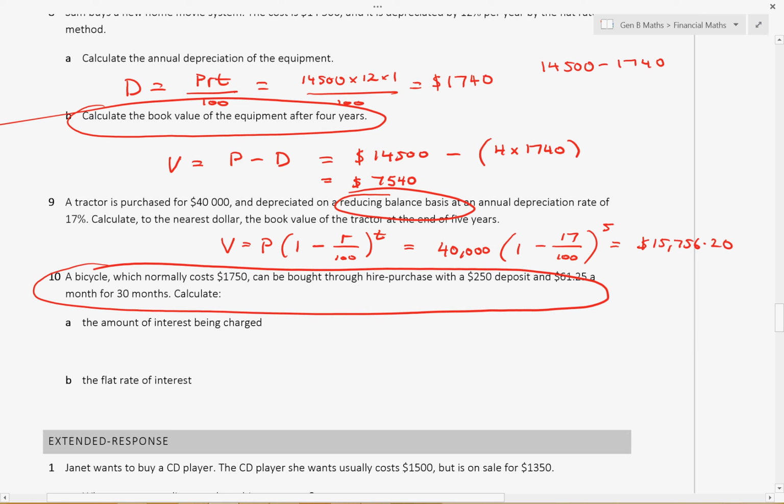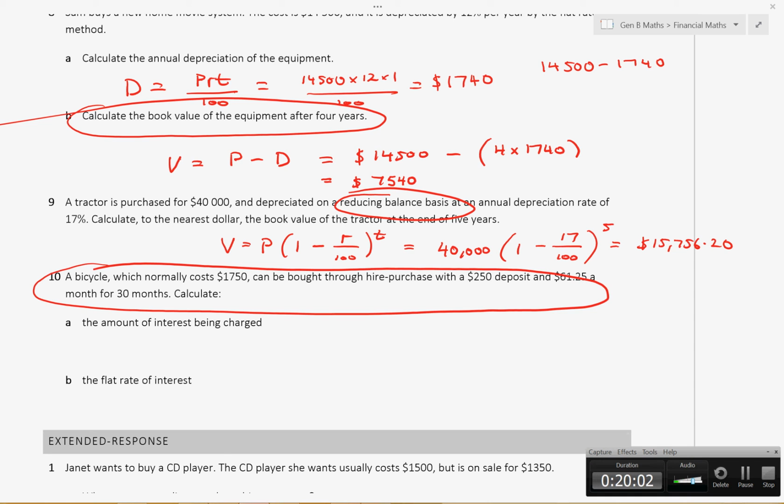Now, this one's a little bit different because this time you've got to work out how much repayments are coming in, how much interest is supposed to be paid, taking that off what it's worth. First of all, we've got to work out the amount of interest to be charged. What type of interest is this? Is this just simple interest? I don't know. I'm going to pause it a second. I'm going to get you to think about it.